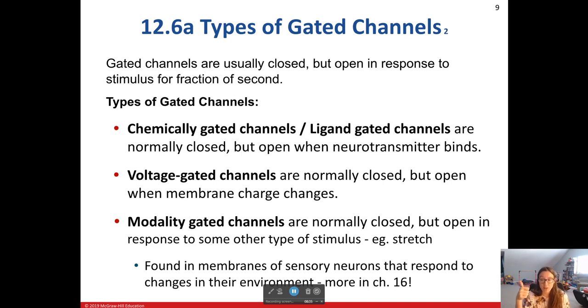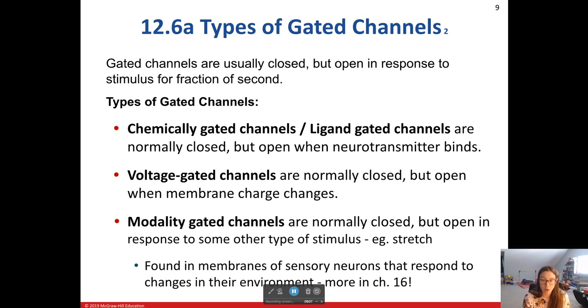The first are chemically gated channels. We can also call these ligand gated channels. They are normally closed, but they open in response to the binding of a chemical, like a neurotransmitter or hormone. In this case, we're talking about neurotransmitters in chapter 10 and 12. And so when the specific chemical that fits that receptor binds, it's going to open for a second and then close again.